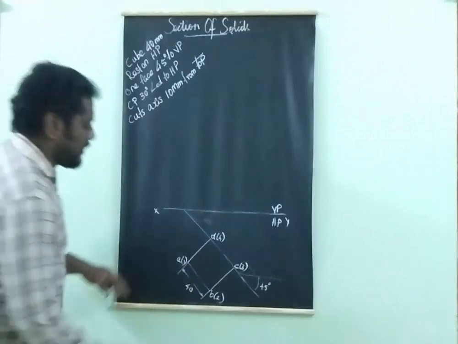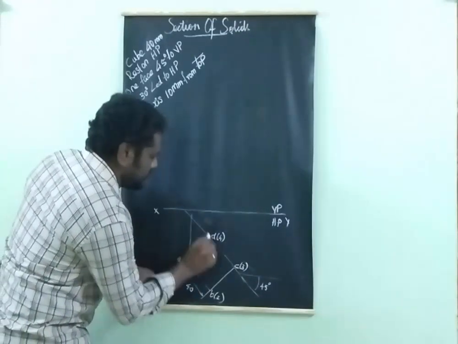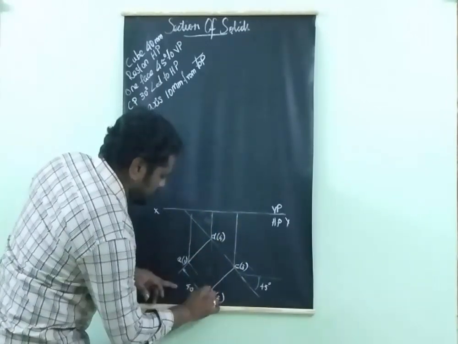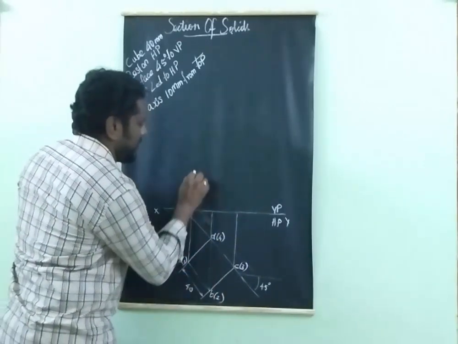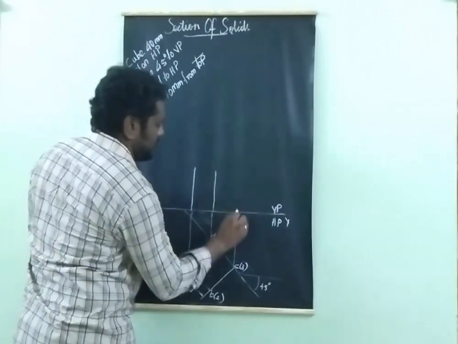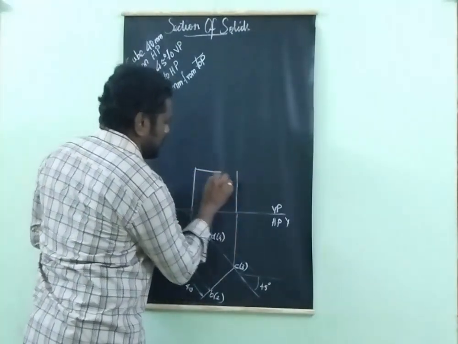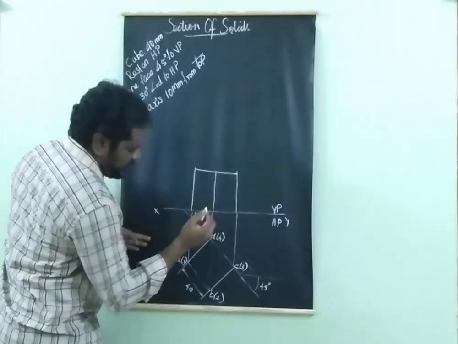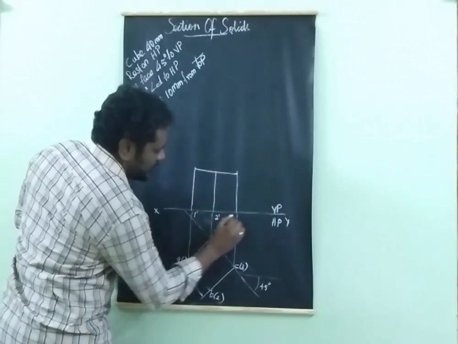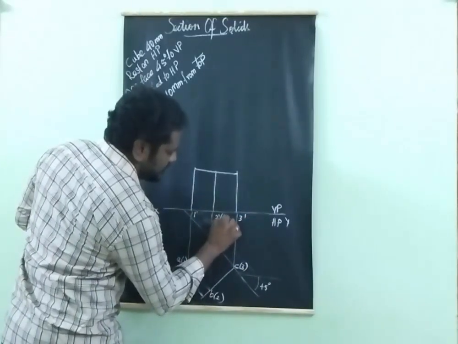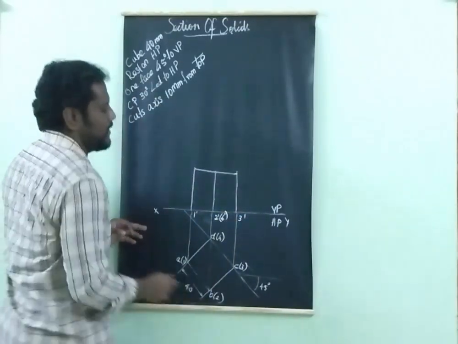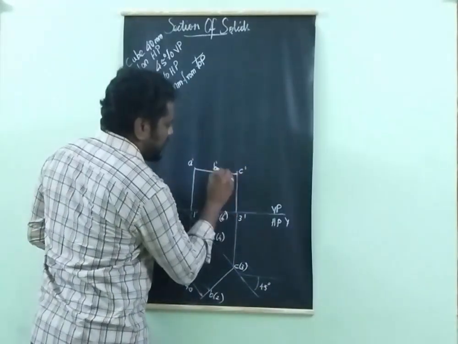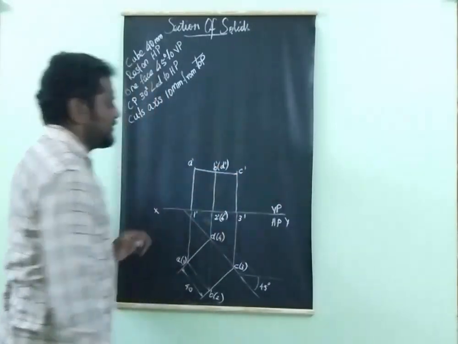Now project all the corners to draw the front view. From here make a 40 mm line so that the cube will come. Here this is point 1 dash, this is 2 dash, this is 3 dash, and the invisible edge is 4 dash when you are looking from the bottom. Similarly this is A dash, B dash, C dash and D dash.